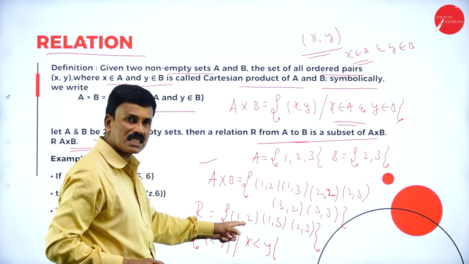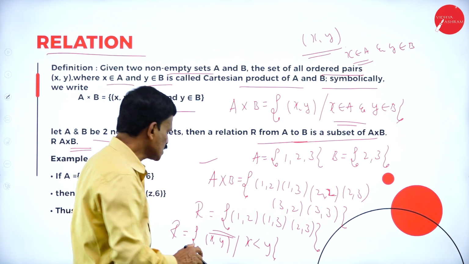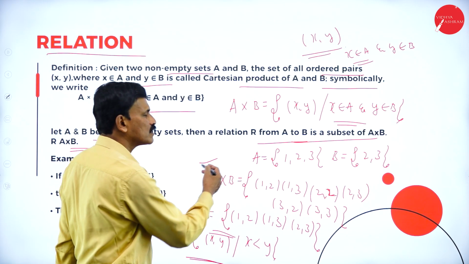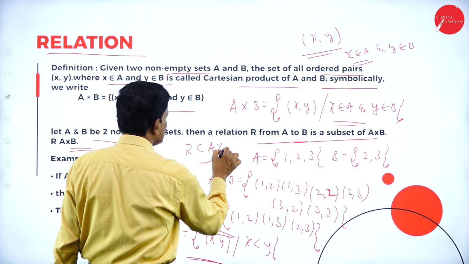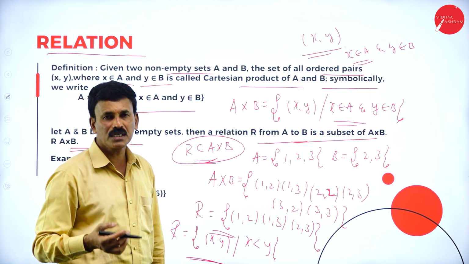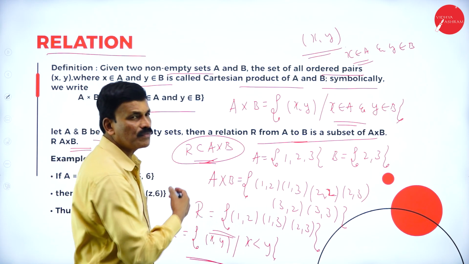First element 1 is less than 2, 1 is less than 3, 2 is less than 3. So we can say this is a relation, and this R is a subset of A cross B. Now you got an idea. So the relation R on A cross B is a subset of A cross B. So this is an example for the relation.